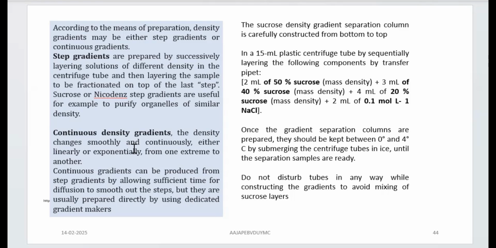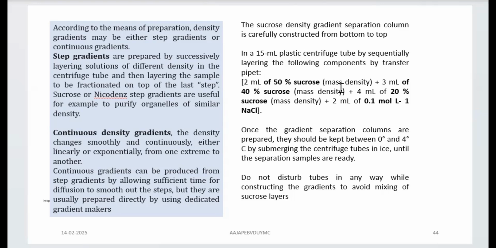So you are going to have a smooth and continuous increase or decrease in the concentration, top to bottom and bottom to top. That is how it will change, right? So continuous gradients can be produced from the step gradients by allowing sufficient time to diffuse. Can you imagine you are having a tube at the bottom of which you have put 50% sucrose, and at the top of which consecutively you are adding 40%, then 30%, then a layer of 20%, then a layer of 10%, and a layer of 5%. How long would these layers remain separate as steps or as separate zones?